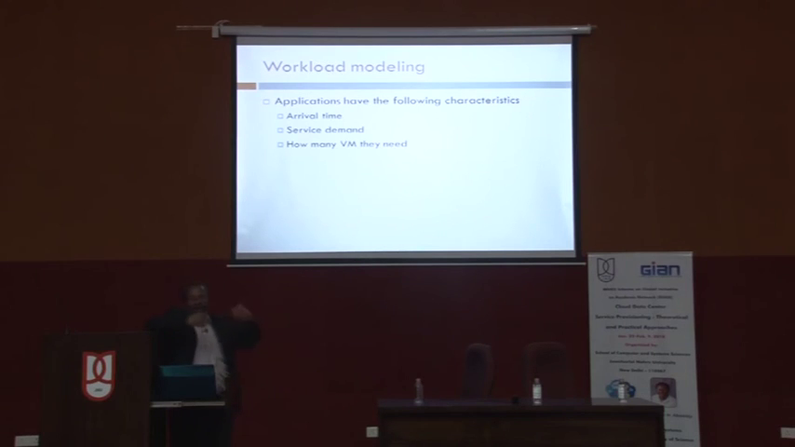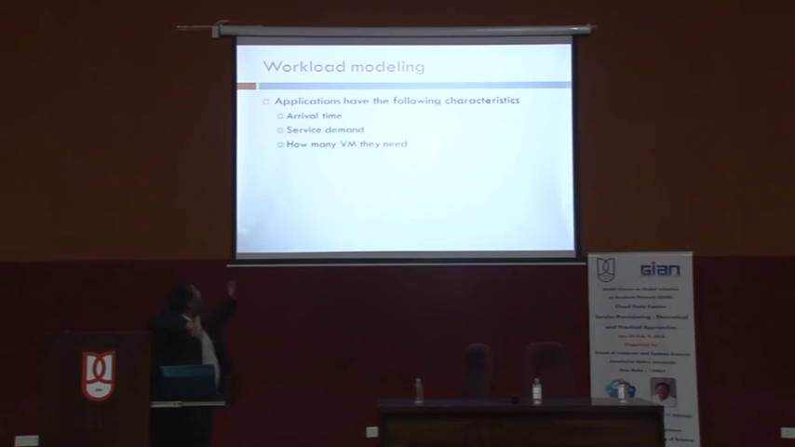Every job that arrives into the system has at least three requirements: the number of virtual machines this job needs, the arrival time of this job, and how much time it needs. So these are the main modeling parameters. If you don't have real applications, you want to model the applications, and we can model any application by using at least these three.